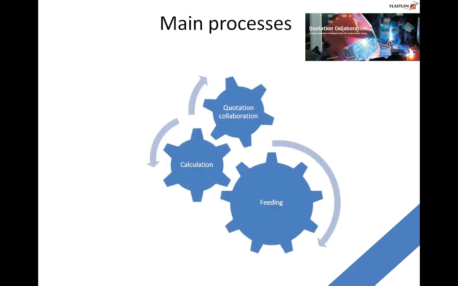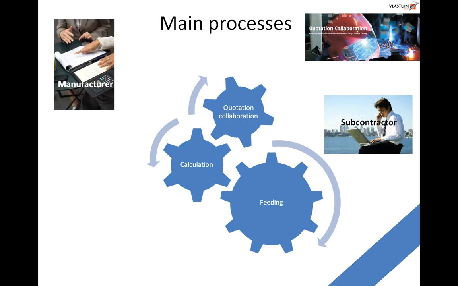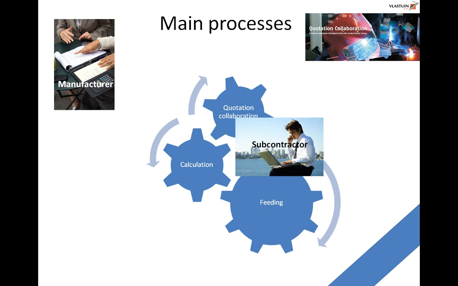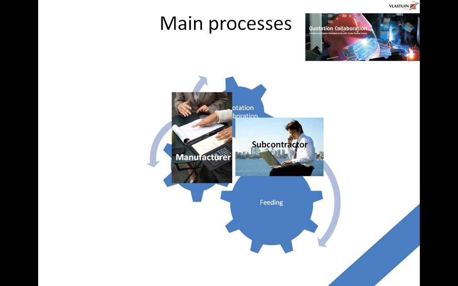The three main parts of the application are feeding, calculation and quotation collaboration. The main players in this game are a manufacturer and one or more subcontractors. The subcontractor is responsible for the feeding part and has to maintain his parameters. The manufacturer uses the calculation part. He estimates a price using the subcontractor's parameters. Both make use of the quotation collaboration part to negotiate for the definitive price. The result is a win-win situation: long-term relationships, higher turnover and a cut in administrative costs.